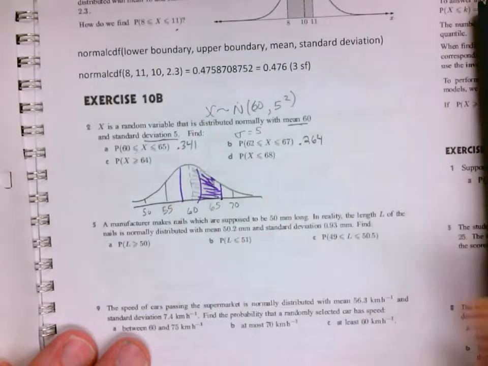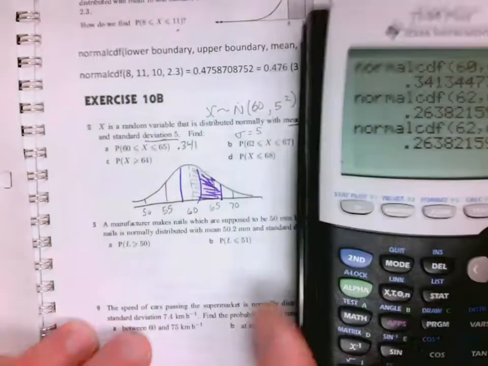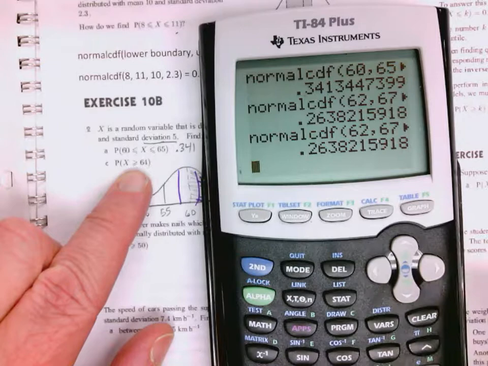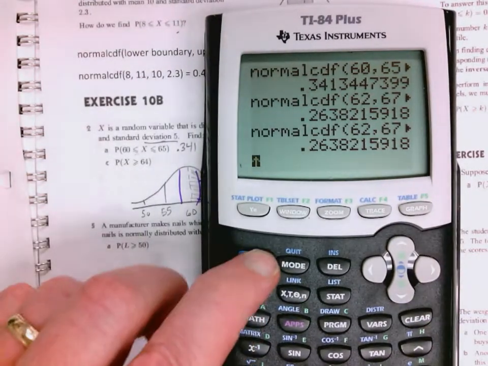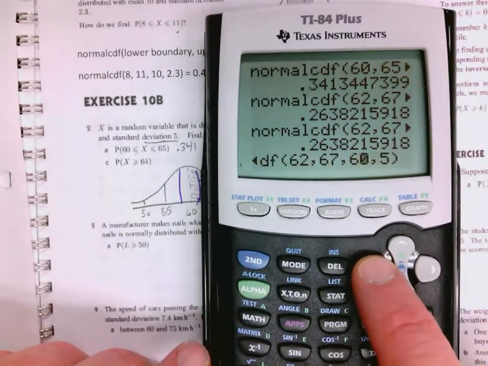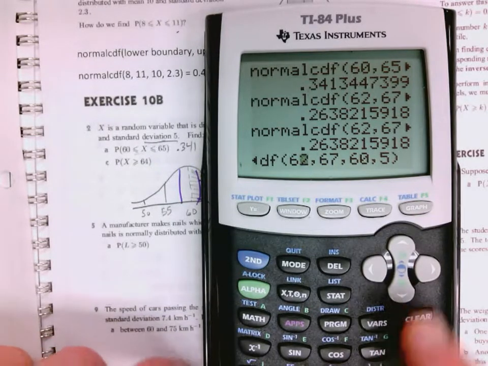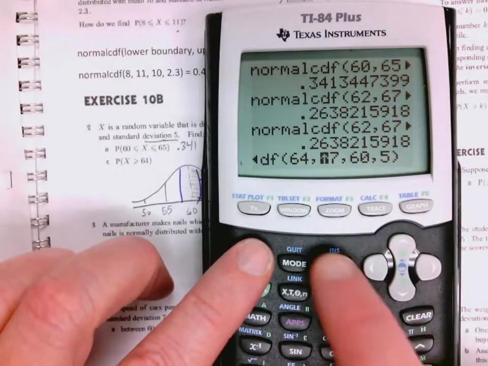0.264, 0.2638 is 0.264. Okay, now less than or greater than 64. There's a couple ways you can do this. You can just find 64, or you can go 64 to a really big number.